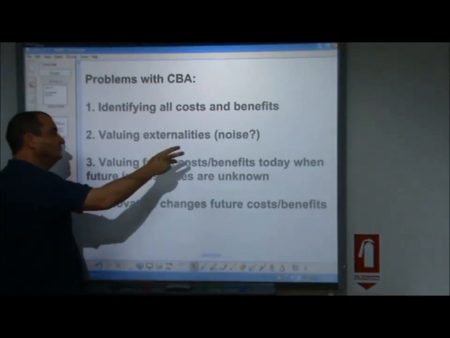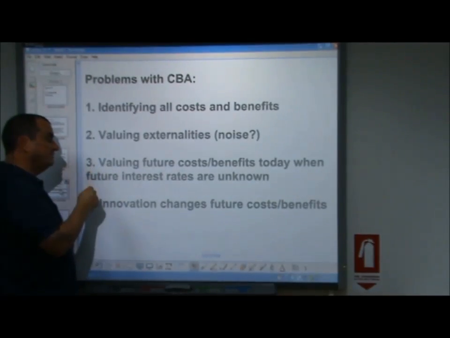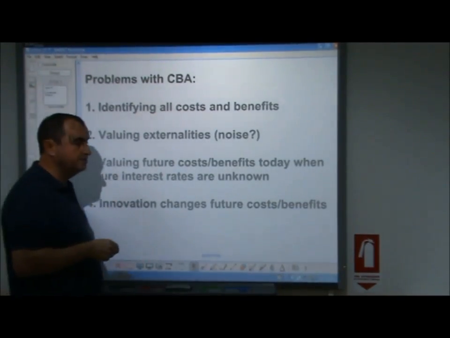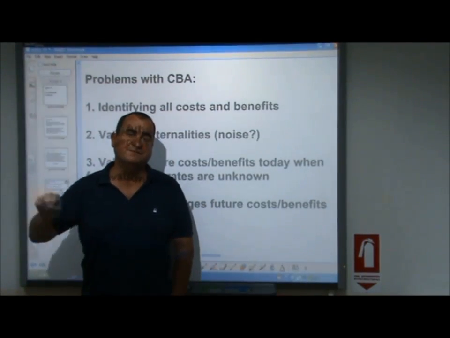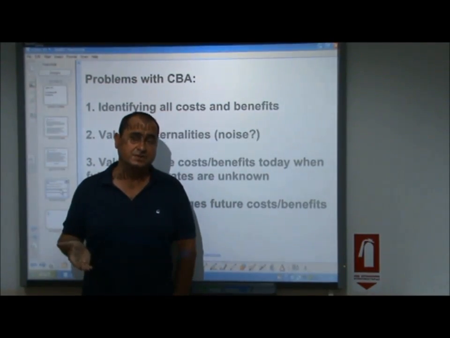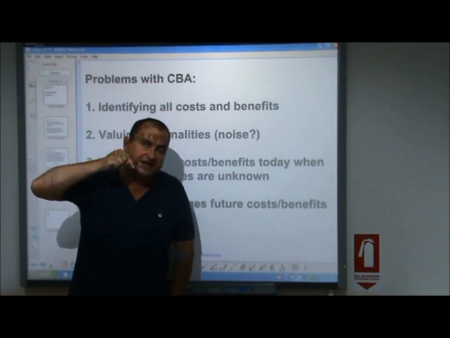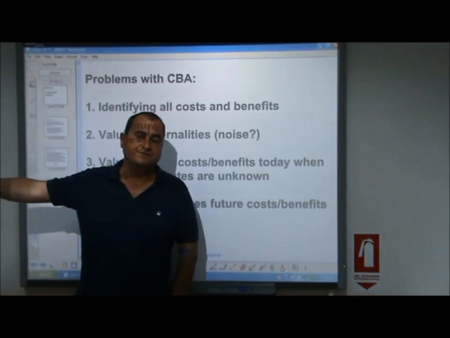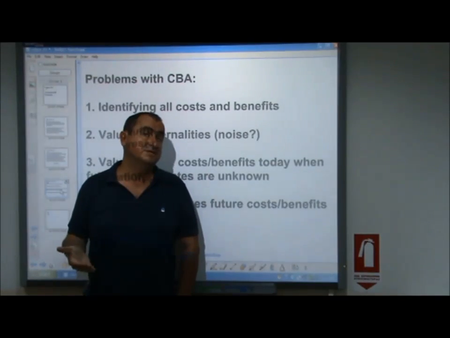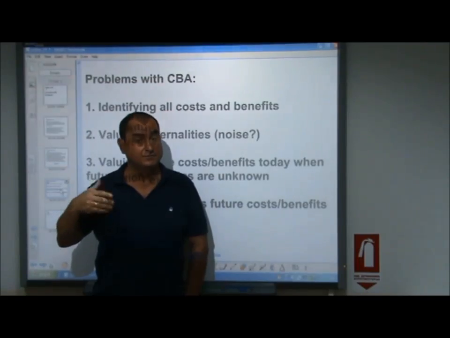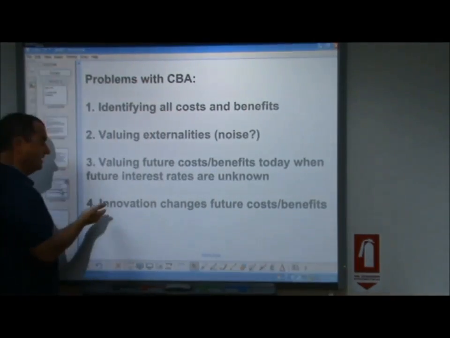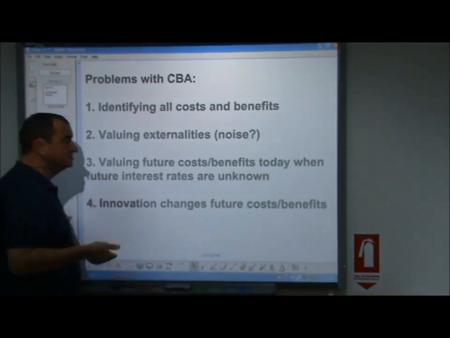Thirdly, valuing those future costs and benefits today when future interest rates are unknown. As I was explaining before, even if you can identify future costs and future benefits, which is very difficult to do, how can you place a value on them today for what they're worth in the future? We don't know future interest rates, so we're not able to discount the future value into today's value accurately. And finally, innovation changes future costs and benefits.